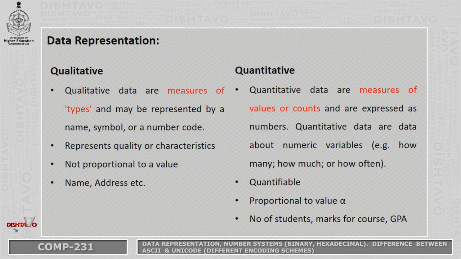It is not proportional to any value; it represents quality or characteristics. But quantitative data are measures of values or counts and are expressed as numbers. Quantitative data are data about numeric variables like how many, how much, how often. So they are quantifiable, proportional to some values. Number of students, marks of that particular engineering course, or CGPA of that student are quantitative data.